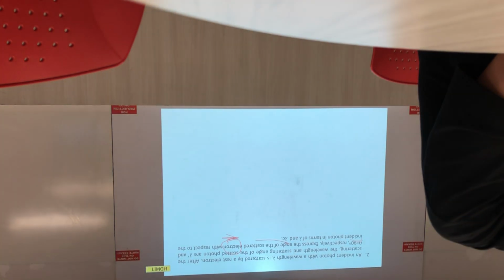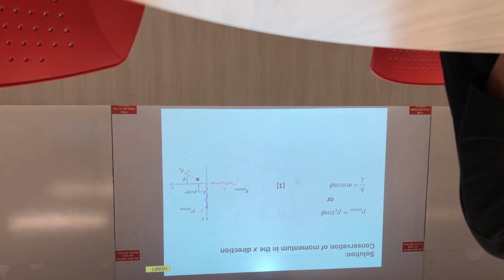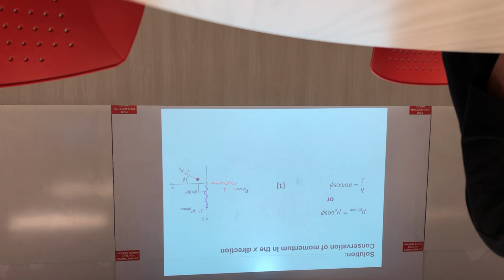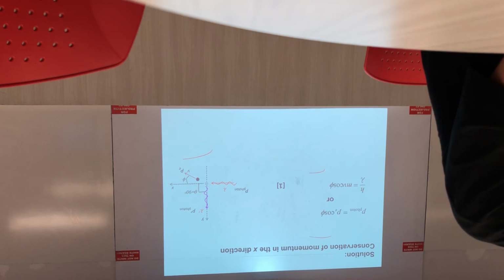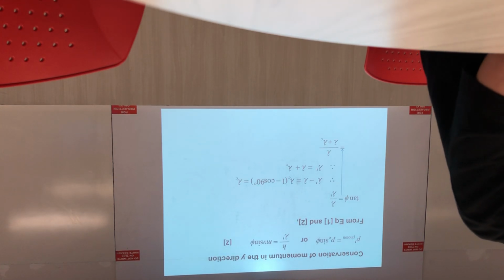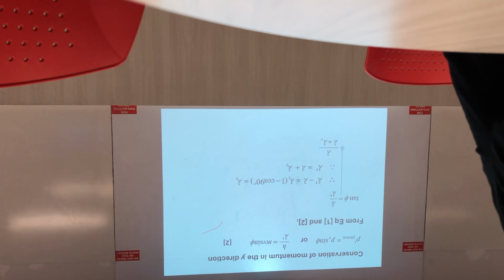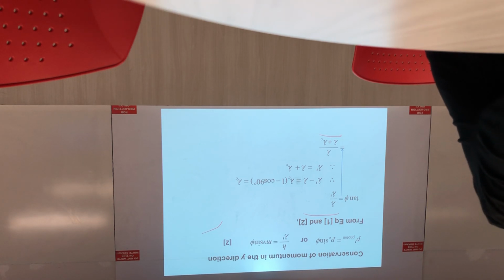So we first set the coordinates, and then according to the conservation of momentum along the x-axis, we have one equation, and then along the y-axis we can set the second equation, and then we just combine those two equations to find the angle.